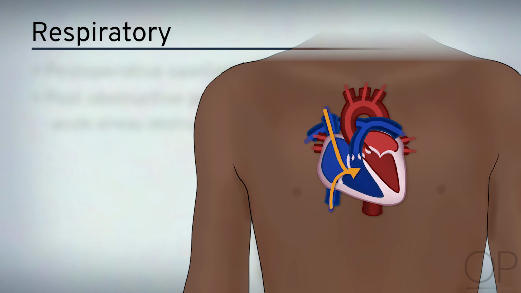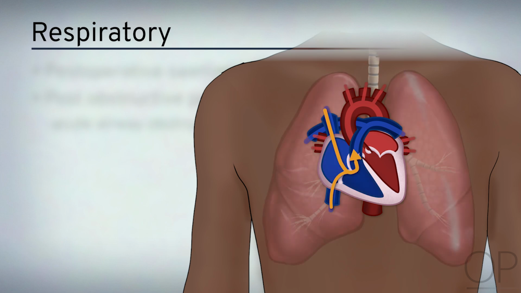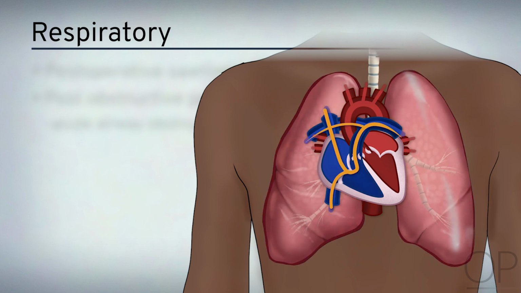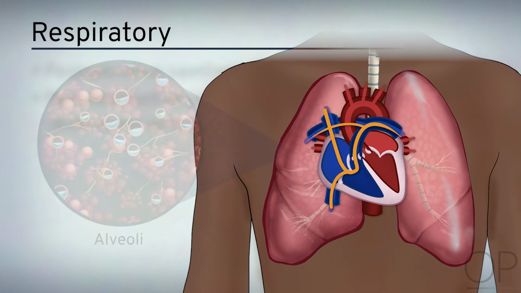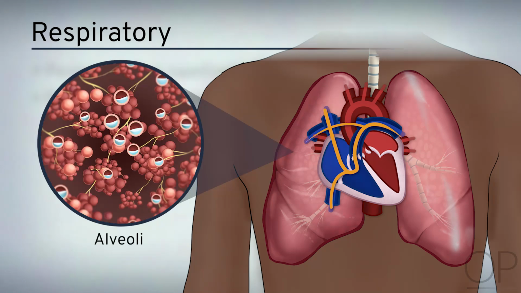The increased venous return leads to increased blood flow through the pulmonary vasculature and acute increase in hydrostatic pressure, thereby increasing the hydrostatic transpulmonary gradient and leading to fluid shifts into the pulmonary interstitium and alveoli. This desaturation typically presents right after the period of acute airway obstruction or occlusion with spontaneous patient respiratory effort.